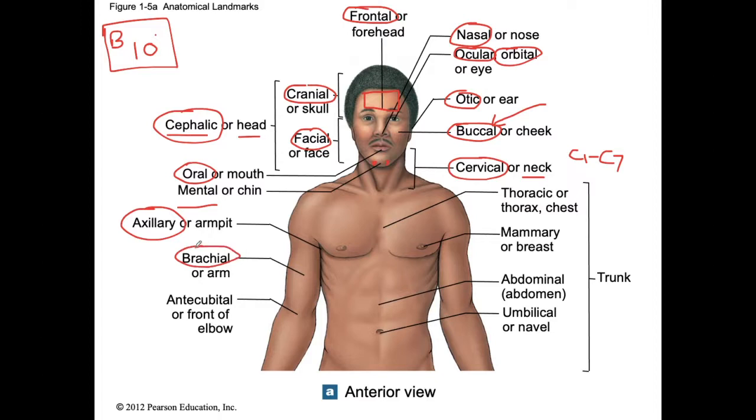The arm is brachial. So when we do muscles like the brachialis or biceps brachii, once you know brachial is arm, you have an idea as to where it is. The chest is called the thoracic region or thorax. That's the chest. The breast is called mammary.